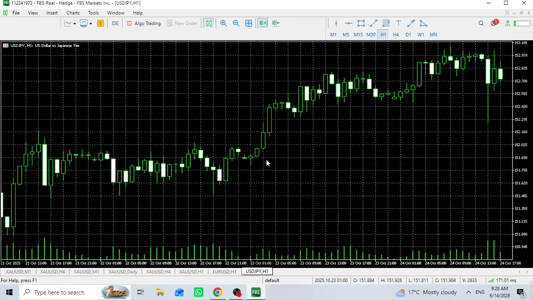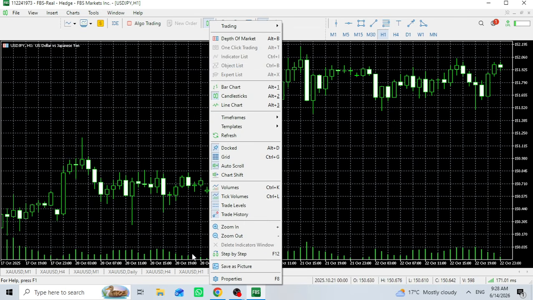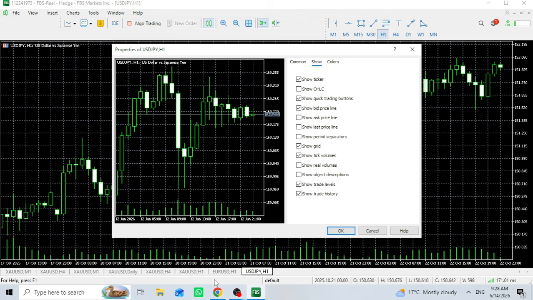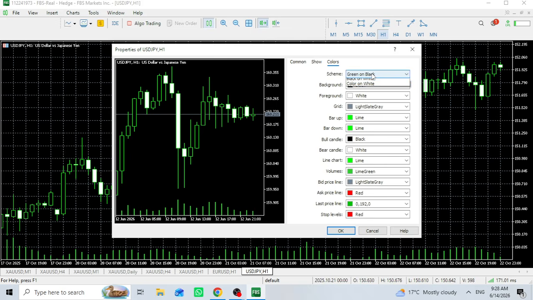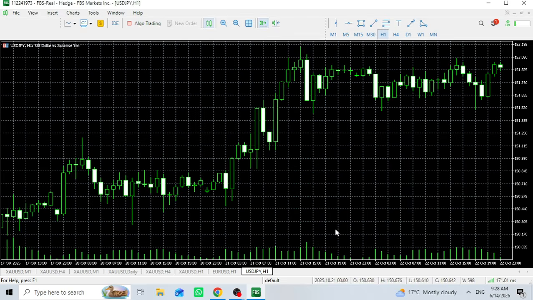Now if you don't like this format of these charts, you just right click, move to properties, and now you can customize your chart the way you want. If you don't want the grids, you remove grids. You can see there is no grid. You can come here and change the colors the way you want. Black and green, no, you don't want that. You want color on white. See that? You can change it that way, and now your chart is complete.